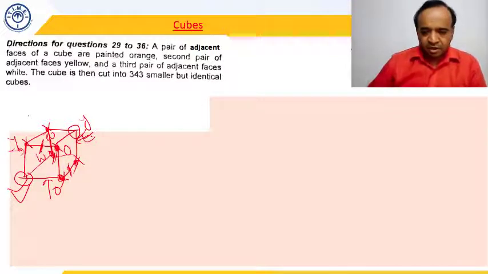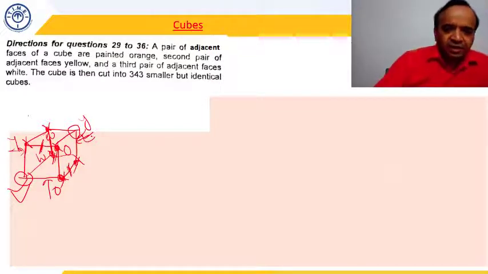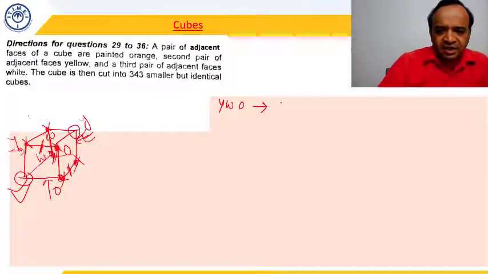Hope this is clear. So if I consider these vertices, can I say the vertices are of this type? First, I can write all three different colorways. So now, white, white, and orange. How many such vertices are here? Two vertices.